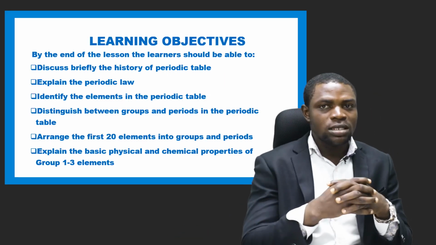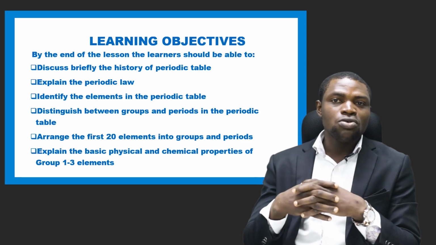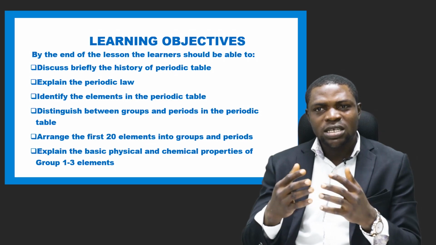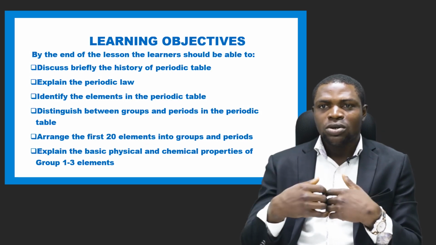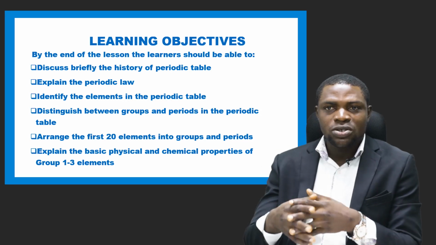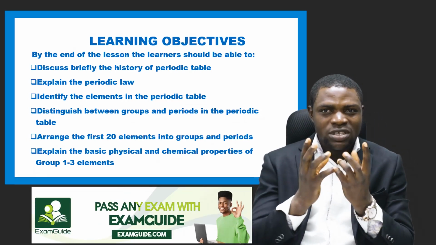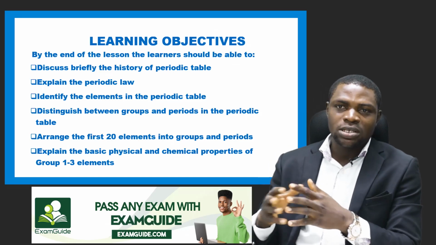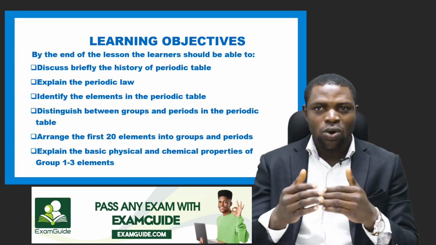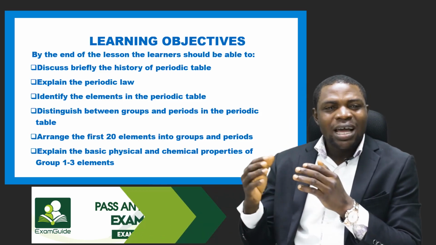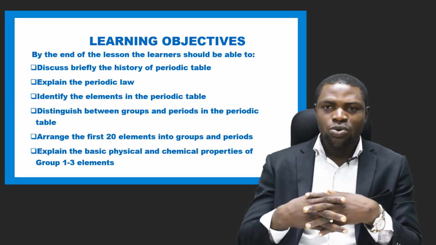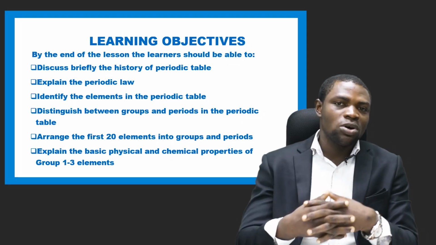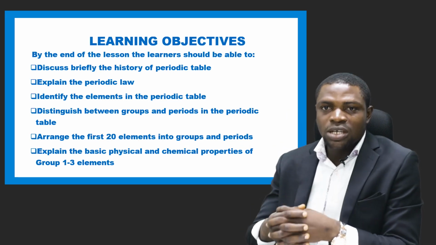At the end of this lesson, you should be able to, number one, discuss briefly the history of the periodic table. There's a background history of the periodic table. How did it come about, crafting out and giving us a structured arrangement of elements? And then you must be able to know the law that backs up the arrangement of elements in the periodic table. Elements are not just arranged. There's a law, there's a guiding principle, and this is what we're going to deal with extensively today.